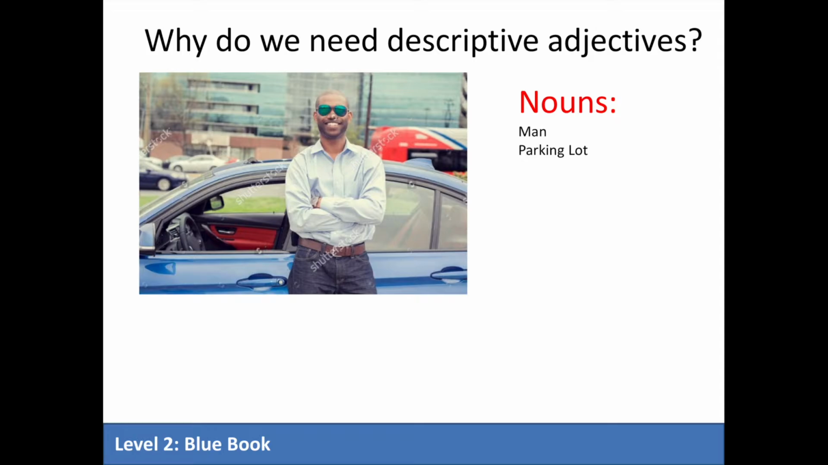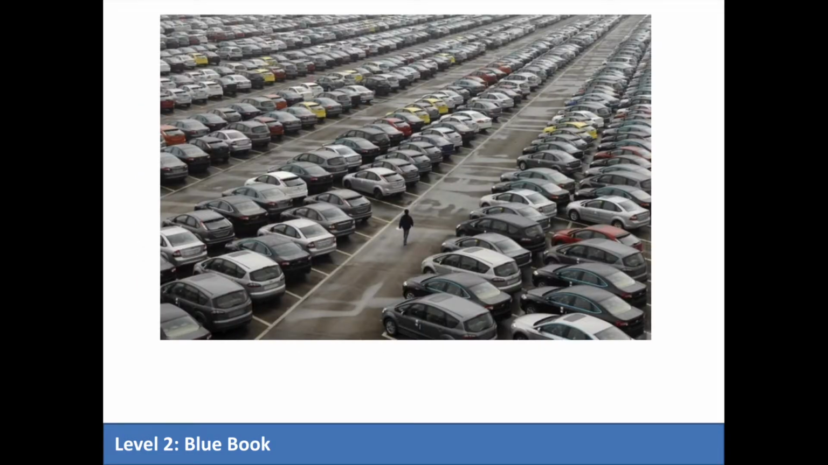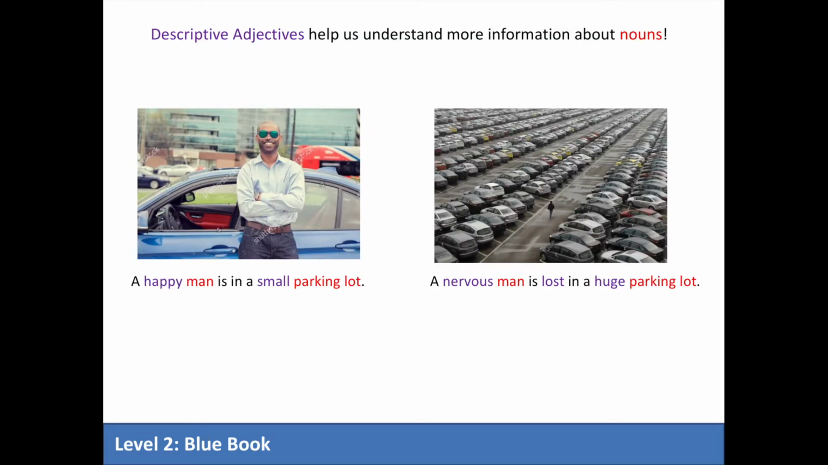For example, in this photo, we have a man in a parking lot. These are nouns. So a man is in a parking lot. Now we can use a descriptive adjective to describe something in greater detail and give more information. In this picture, we have a man in a parking lot. Basically the same thing, right? Well, no, if we look at the sentences, we can use descriptive adjectives to make things more clear.